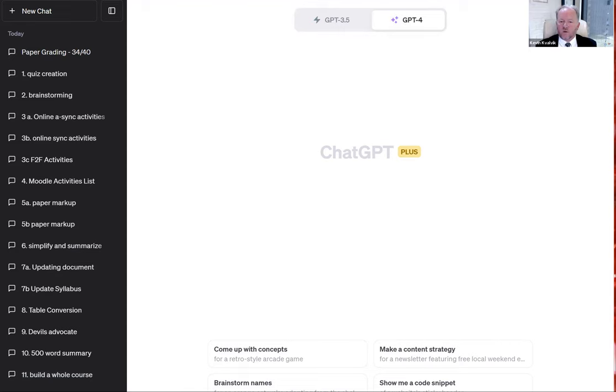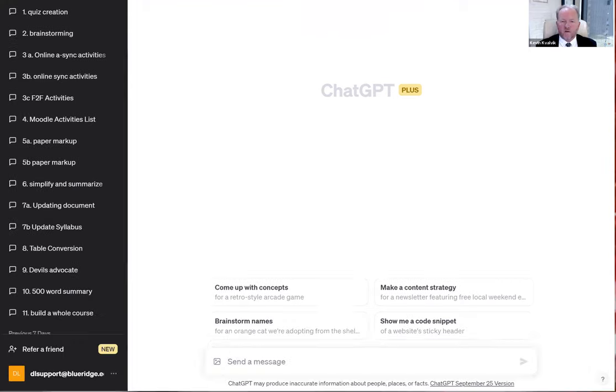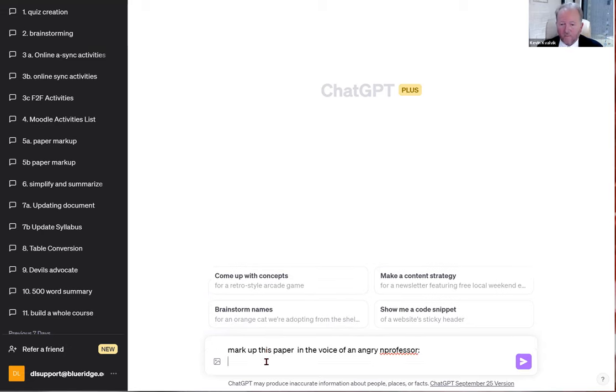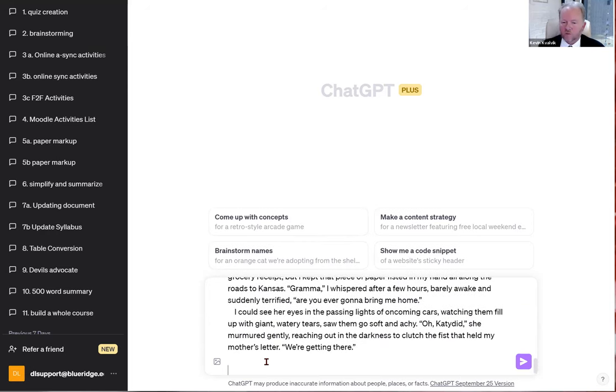I'm going to move this down. I don't know if you have used this feature on Zoom to share a portion of your screen. It is great. Anyways, I'm just going to say, mark up this paper in the voice of an angry professor. Now, granted, that's probably not good art, but I thought we'd end on a fun note. And by the way, I leave my typos in. It's so smart, let it figure it out.